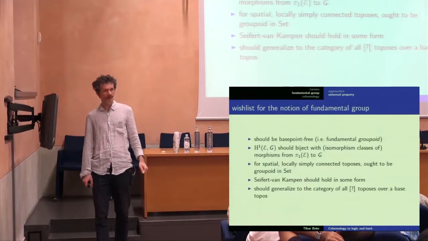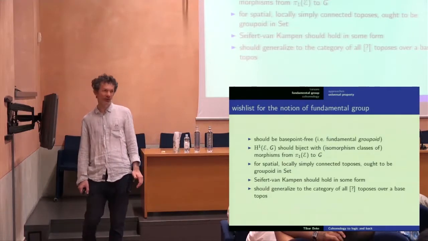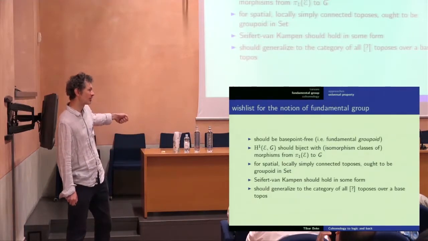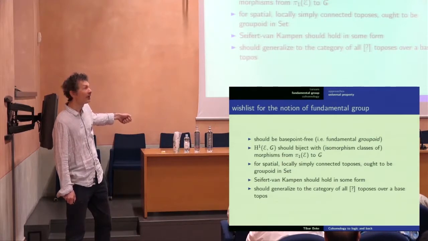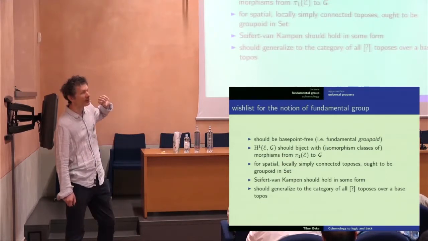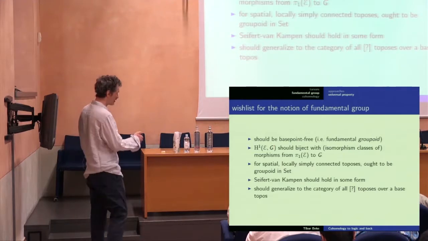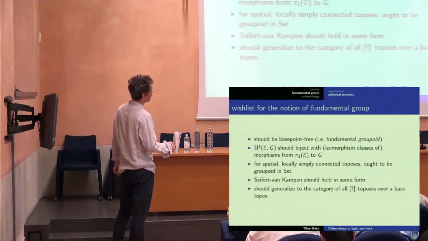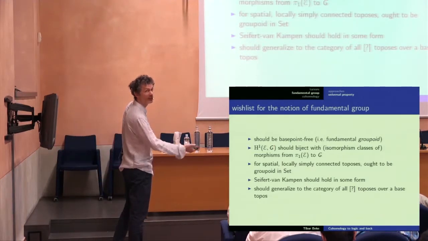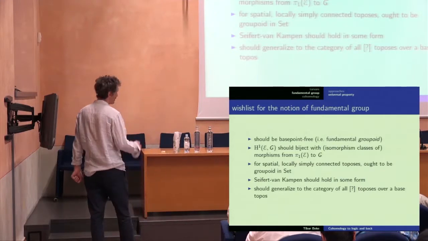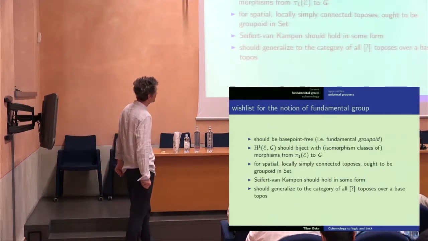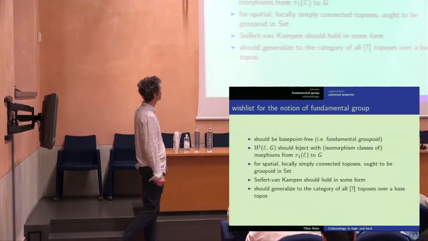This is hard to do. I don't think it's been achieved yet. If you take away some of these requirements, yes. If you want to keep all of them, then no, I think. This is the hardest part. All toposes are over a base topos, especially when the base topos is nonsense. Seifert-van Kampen, of course, Grothendieck did that. A lot of versions exist in all of these settings.